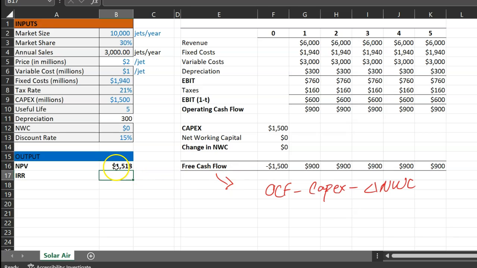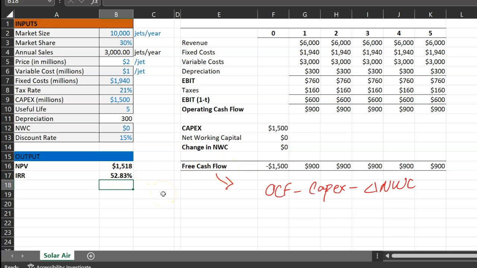And so the NPV comes out to $1.5 million. And if we want to calculate the IRR, it's essentially just calculating the IRR of these financial cash flows. So this is a simple command, IRR, and that gives us an IRR of 52.83%.